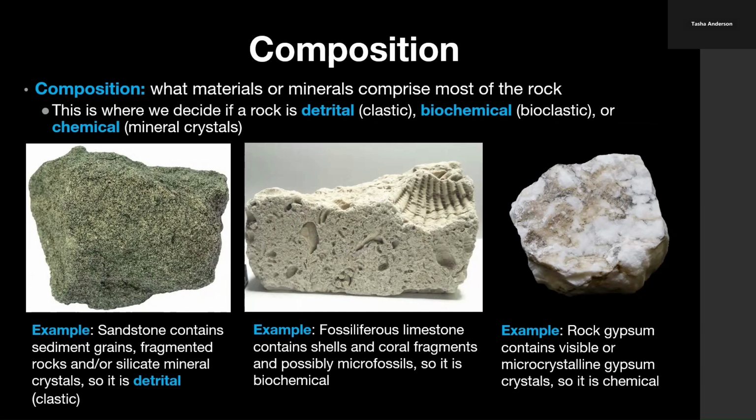Keep in mind that when something is considered microcrystalline, it means the rock contains mineral crystals, but the individual crystal shapes are too small to see without magnification. Even so, it is still classified as a chemical sedimentary rock.